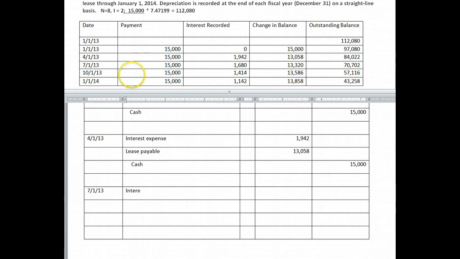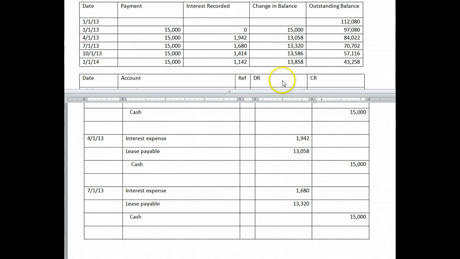We would go in and we'd do interest expense, and our interest expense would go in at $1,680. Our lease payable would again be hit for $13,320, just like what we did in our amortization chart, and that brings us to our cash of $15,000.